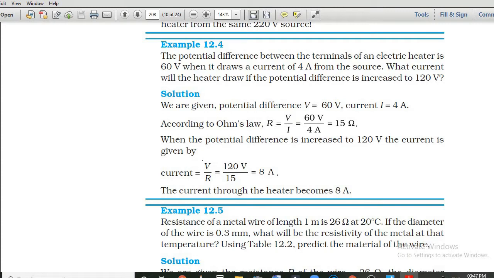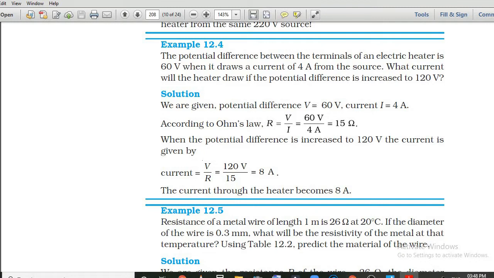What happens? From 60 to 120 means voltage doubles. Then what will happen to the current? Without doing any equation, we can easily understand. When voltage doubles, current also will double as per Ohm's law. V is proportional to I. When voltage increases, current increases. When voltage doubles, current doubles. So the current will become 8 ampere because initially the current is 4 ampere.